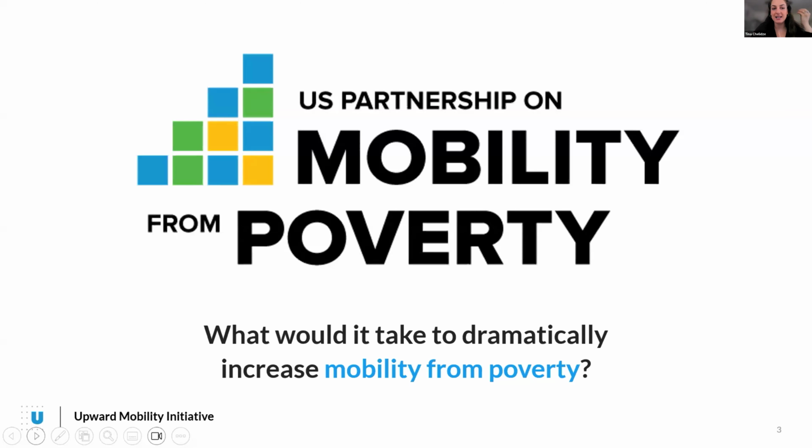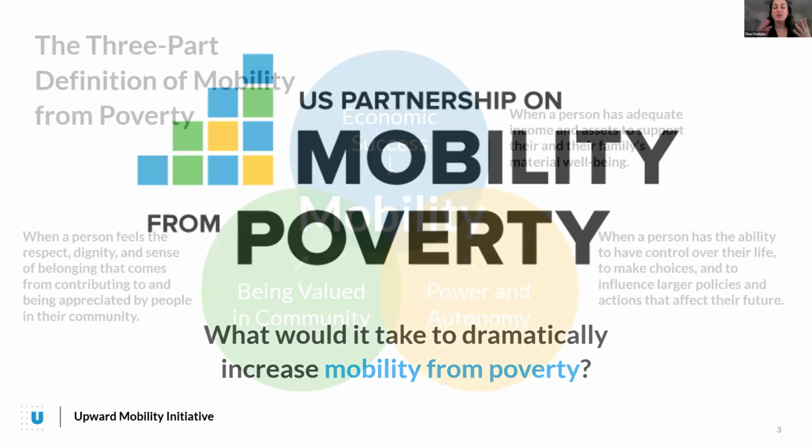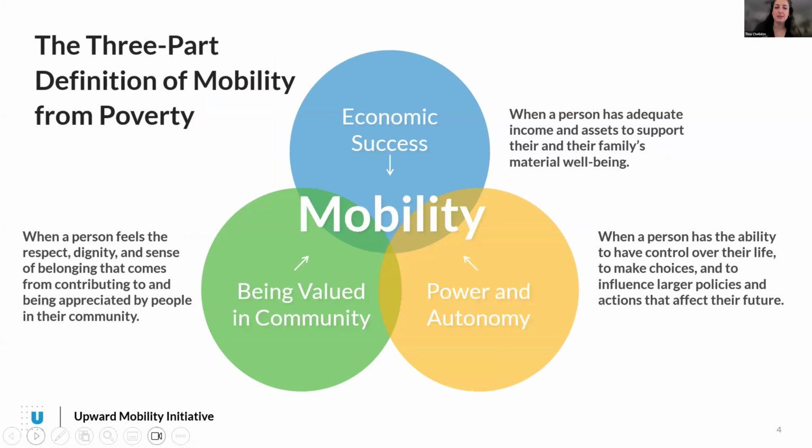This group was asking the question, what would it take to dramatically and sustainably increase mobility from poverty? The aim of this partnership was to gather research and evidence and then coalesce around a shared answer to this question. The result of the U.S. partnership's work was this three-part definition of mobility from poverty, which identified what it really takes for people to move out of poverty. What the partnership found is that economic success alone is not enough.